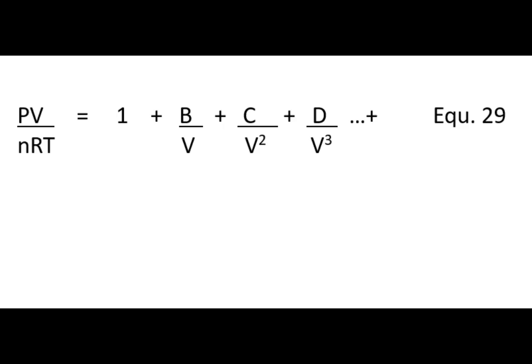6.3.2 Virial equation of state. Equation 29 is the virial equation of state. It is also a more generalized equation than the ideal gas law, and it describes the behavior of real gases more accurately, especially at high pressures and low temperatures where the ideal gas law fails.